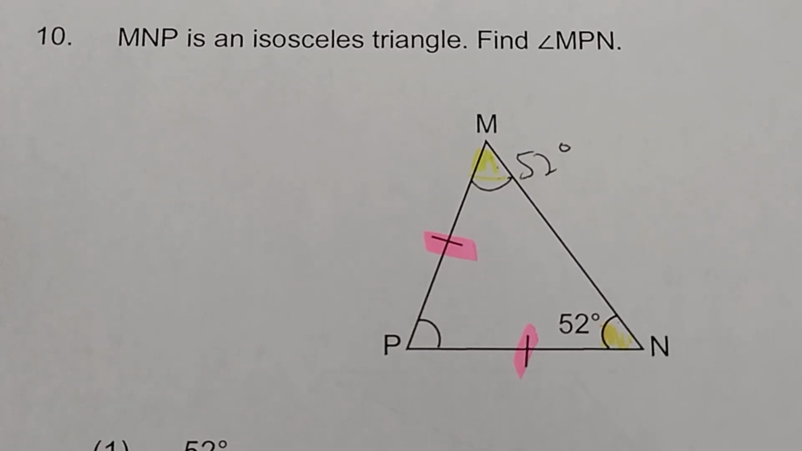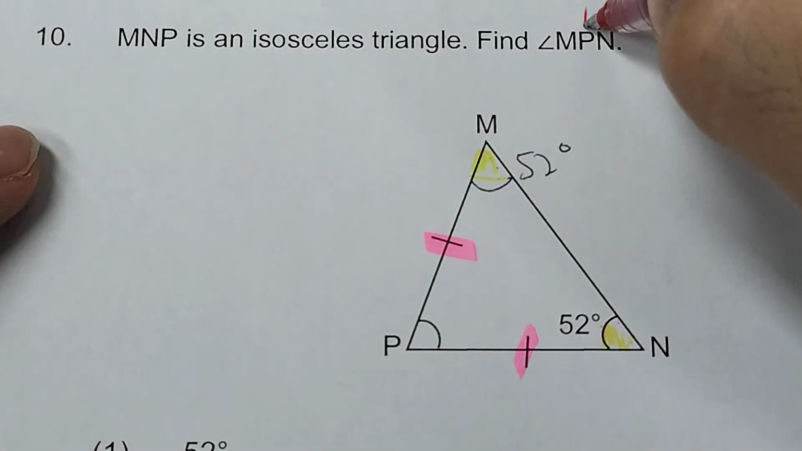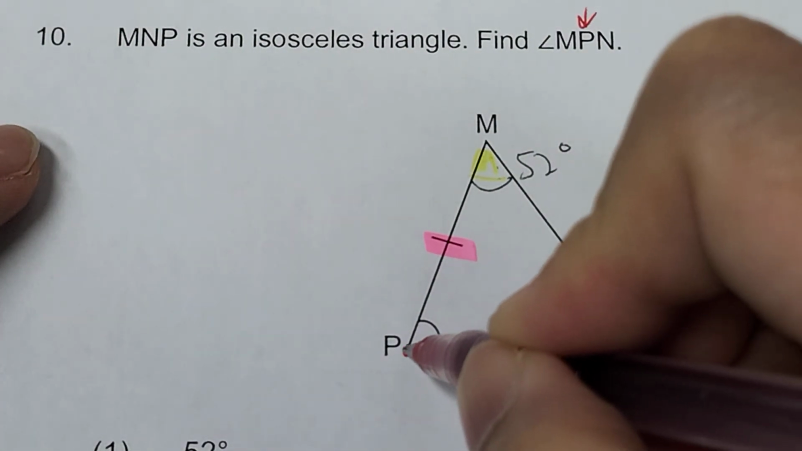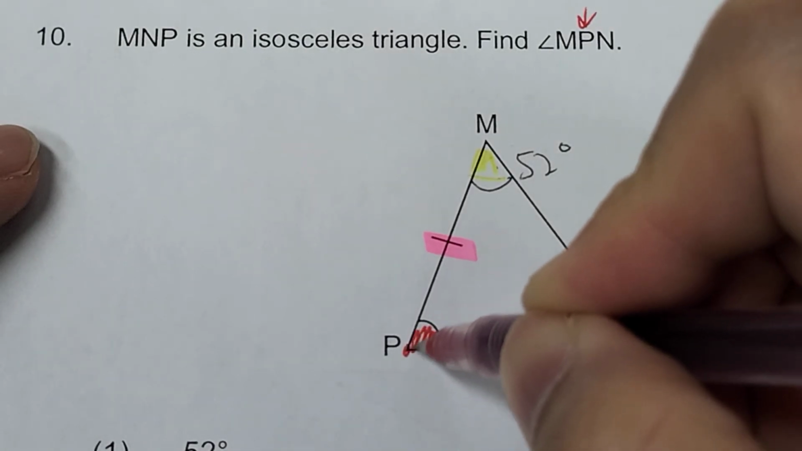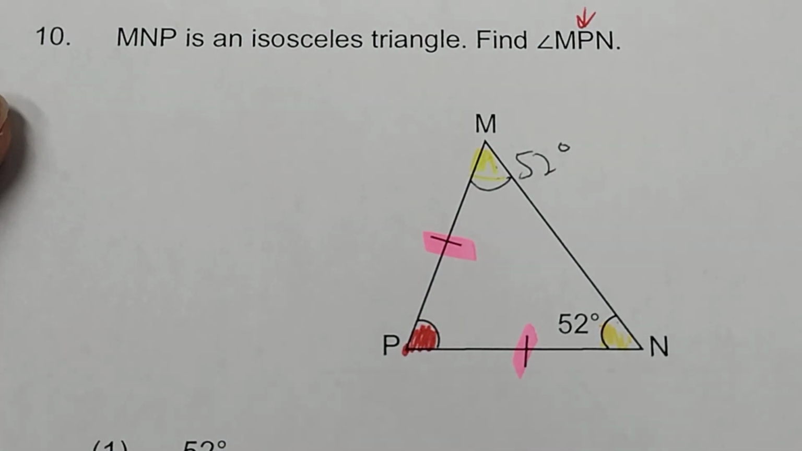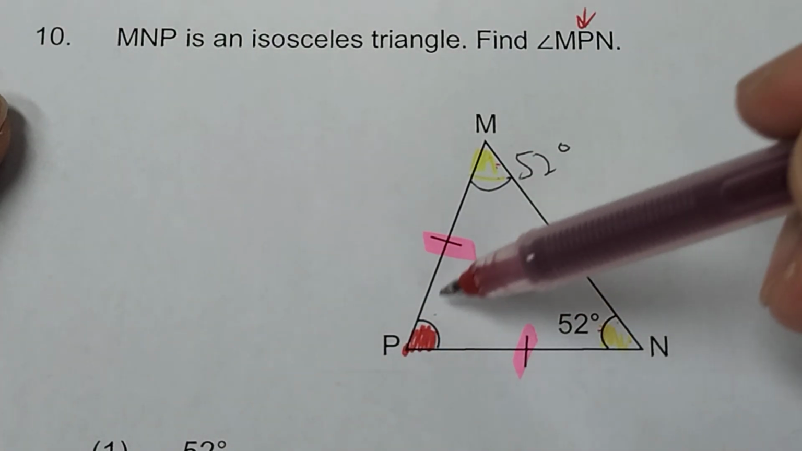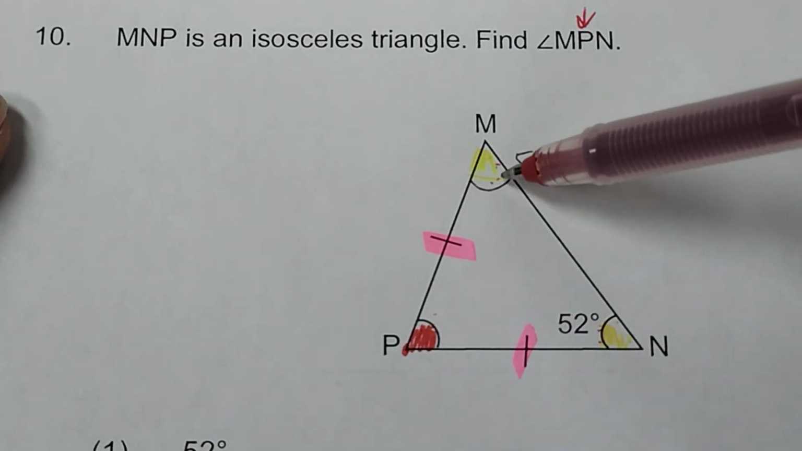Right, now let's also find angle MPN. Where is MPN? Let's look for a point P. P is here, so we're looking for this angle. Remember, the sum of the angles in a triangle is equal to 180. These three add to give me 180.